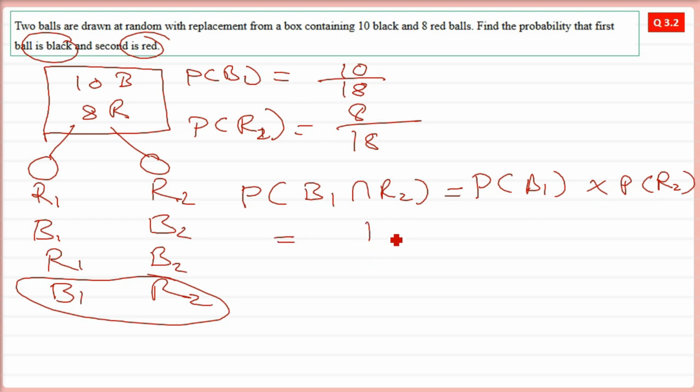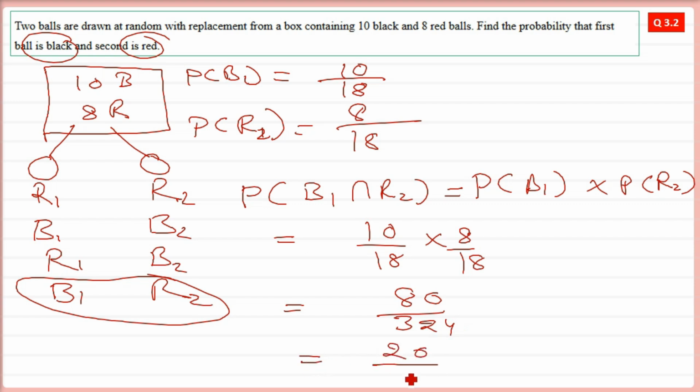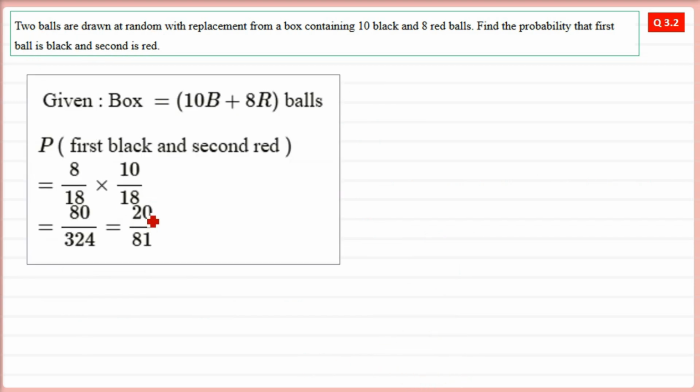Probability of B1 we just found out, it is 10 by 18. Probability of R2 is 8 by 18, and this comes out to be 80 divided by 324, which comes out to be 20 by 81. Now this is how this will be done.